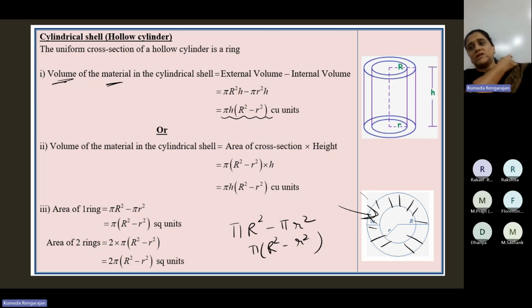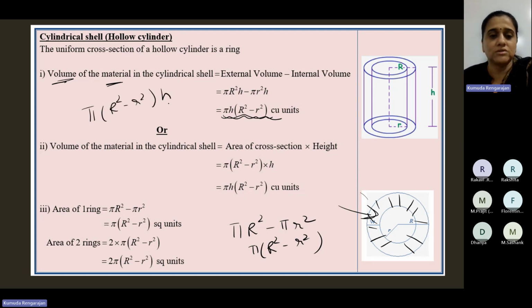I told you it can be called the cylindrical shell or a hollow cylinder. So if you want to find the volume of the material in that object, then it is pi h into capital R square minus small r square. Or you can also say pi capital R square minus small r square into h. This is the area of the uniform cross section into height.